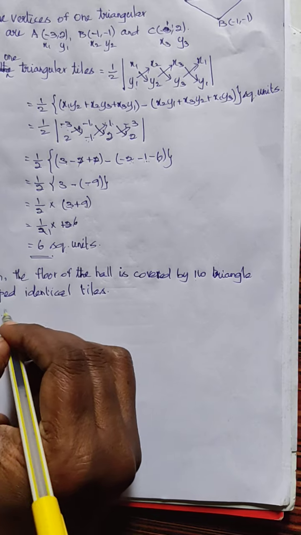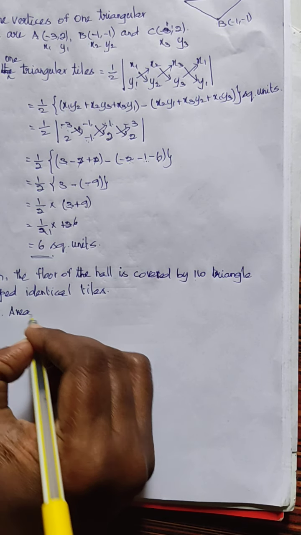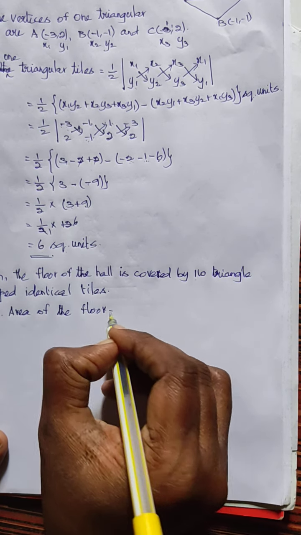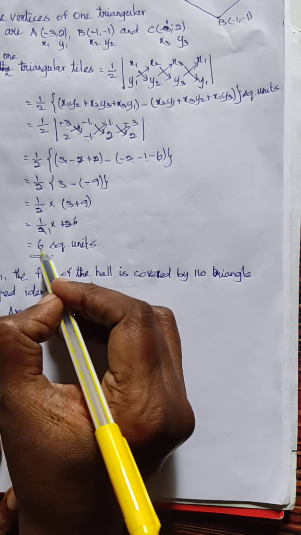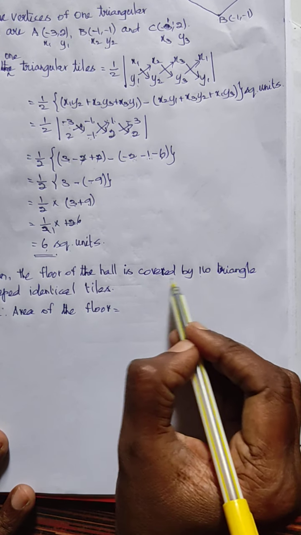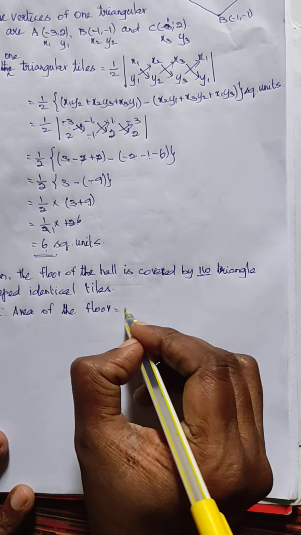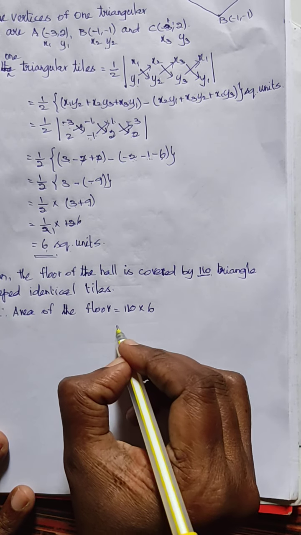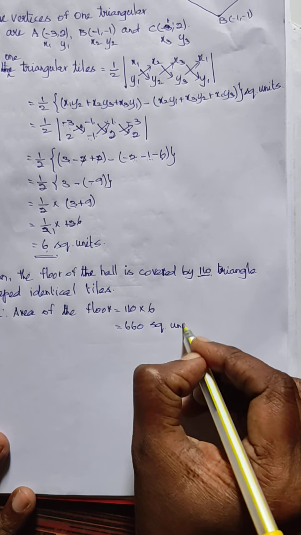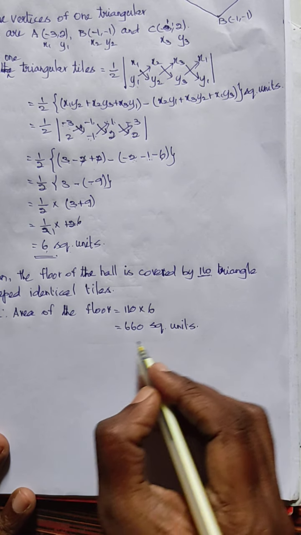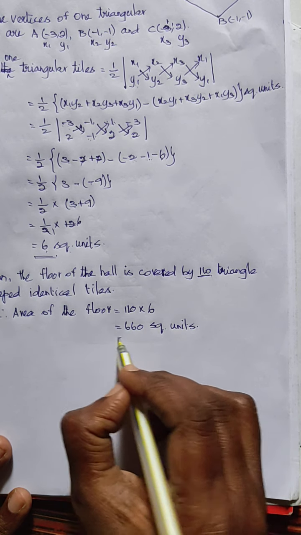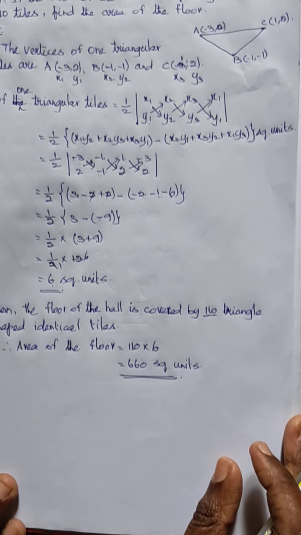Therefore, area of the floor equal to, so area of one triangular tile is 6 square units. We want the area of 110 triangular tiles. So this is equal to 110 into 6. That is equal to 660 square units. So this is the required answer. Area of the floor of the hall equal to 660 square units. Okay children.